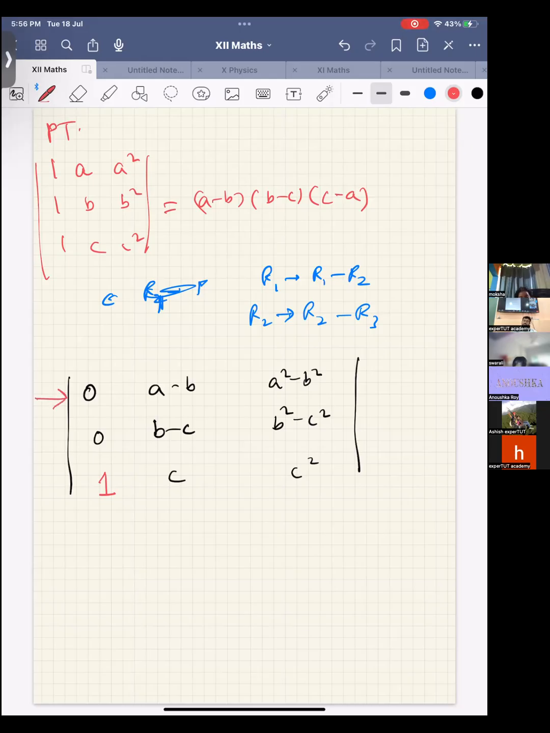Okay, common. So you will get a minus b, and this is 0, and this is 1, and this is a plus b, right? Okay, again you take b minus c common from the second row. So 0, 1, and b plus c. Okay, 1, c and c square. Now just expand. Along this you expand.